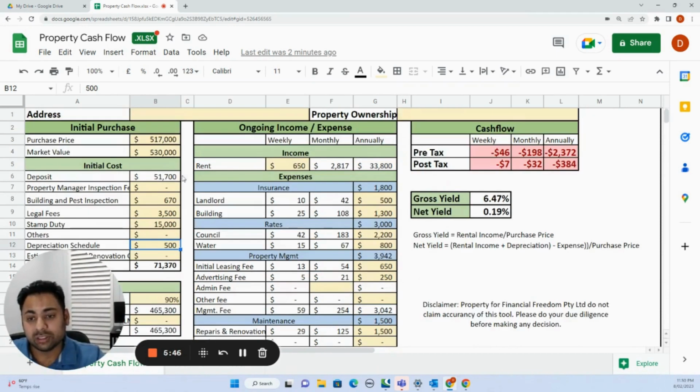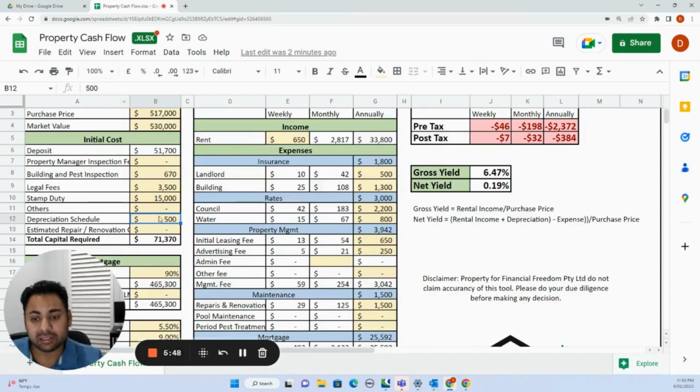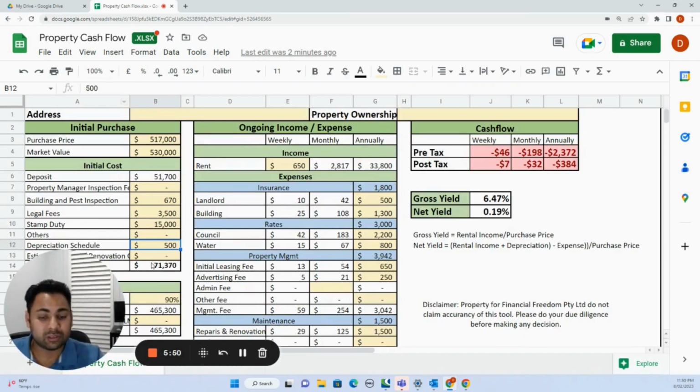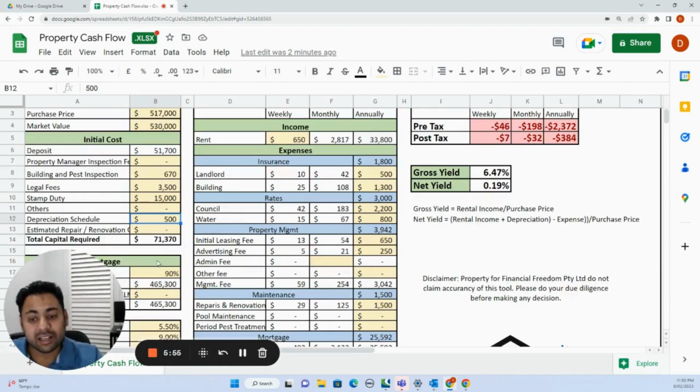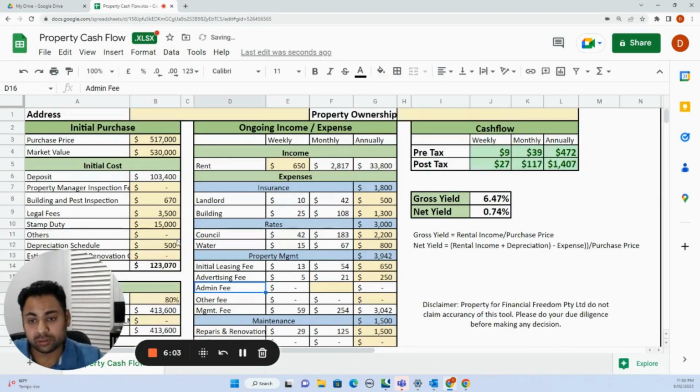To secure this 517K property, my client was looking for somewhere around $71,000 to $72,000 deposit. If you go with a high LVR, for example 80%, where you don't pay any LMI, your deposit may be $123,000. I'm going back to the 90%.